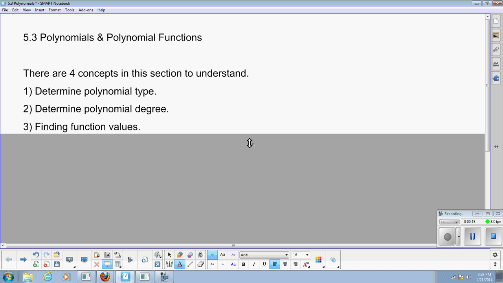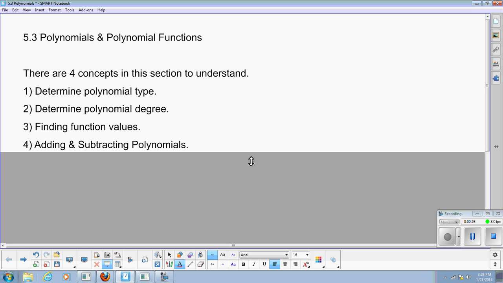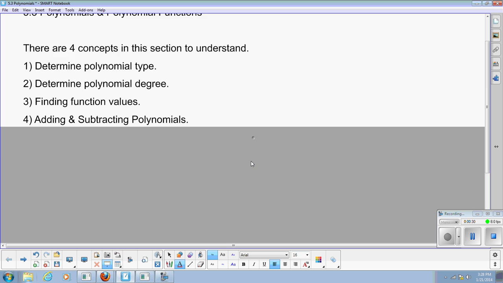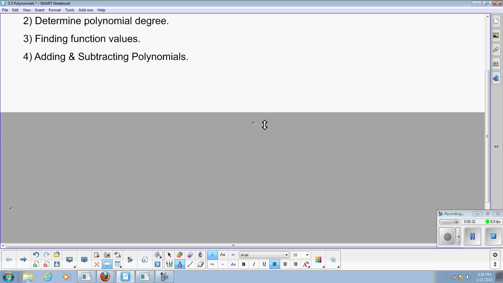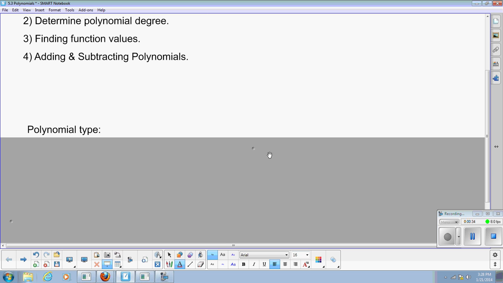Defining function values, which you've done before, so this is a little bit of a review here, but with different types of polynomials. And fourth, adding and subtracting polynomials, which is the biggest thing that you need to take from this lesson. So to start with the polynomial types.